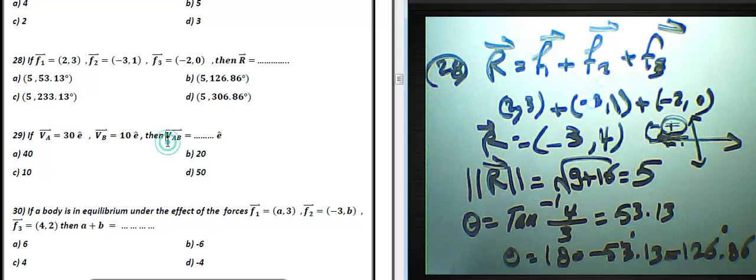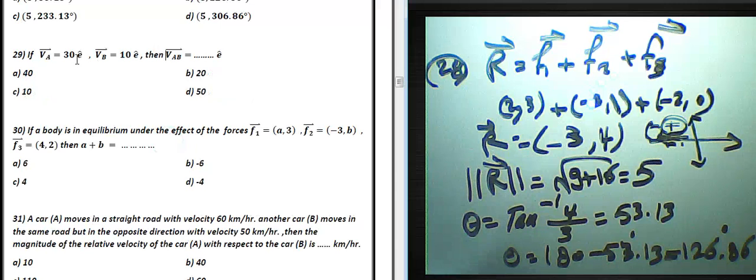Question 29. If vector A equals 30 in direction E, vector B equals 10 in direction E, then vector AB equals blank in direction E.